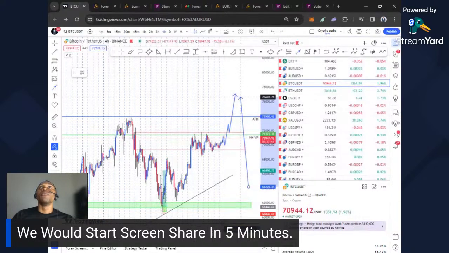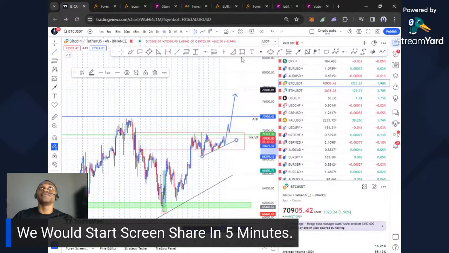But if you now see the current market structure I'm seeing over here, this is an ascending triangle, and an ascending triangle has principles guiding it.